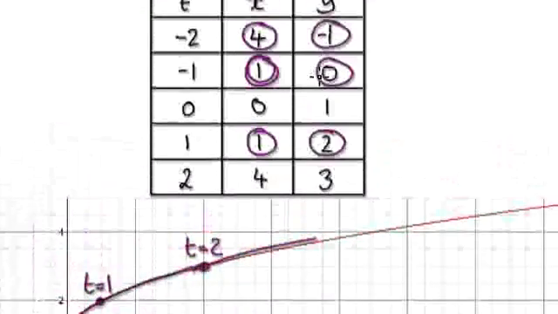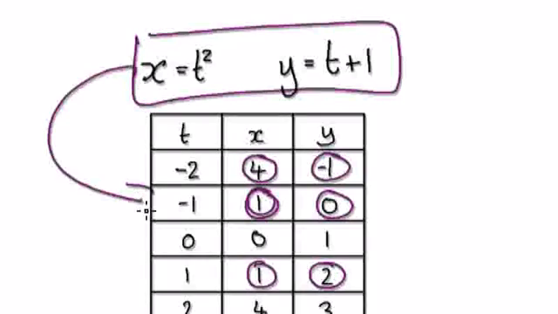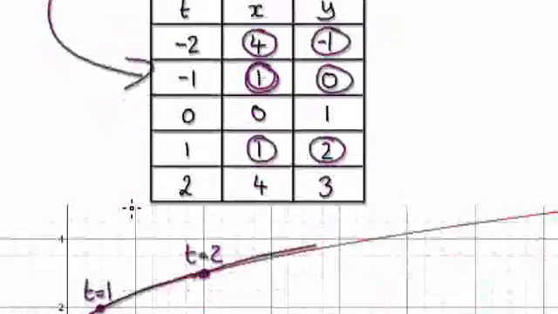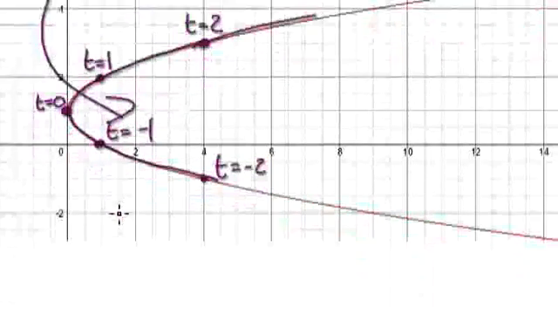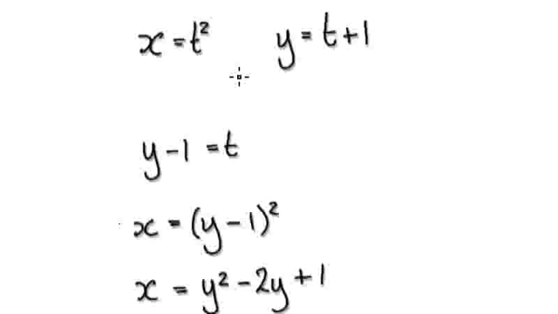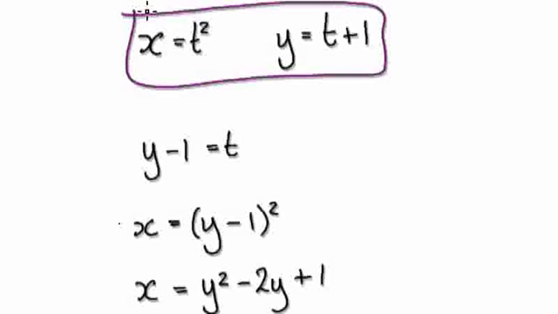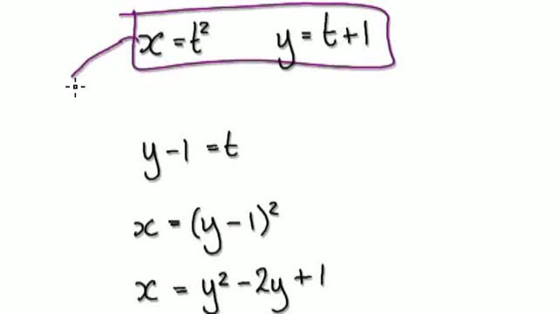So our normal routine would be to start with these two equations, create our table, and then from the table we can draw our graph. But that's a slow and tedious way of doing it. Here's a much more efficient way of doing it. Starting with the two parametric equations, our aim here is to rewrite this in an algebraic equation involving just x and y, meaning we should eliminate t.